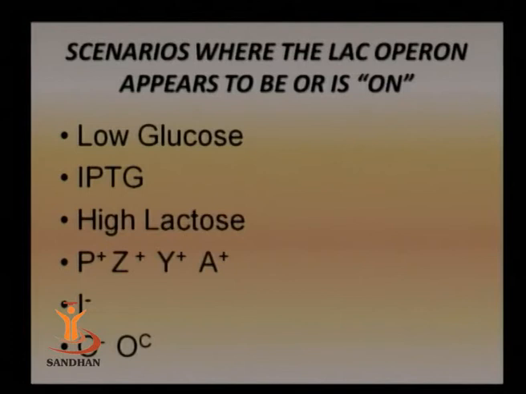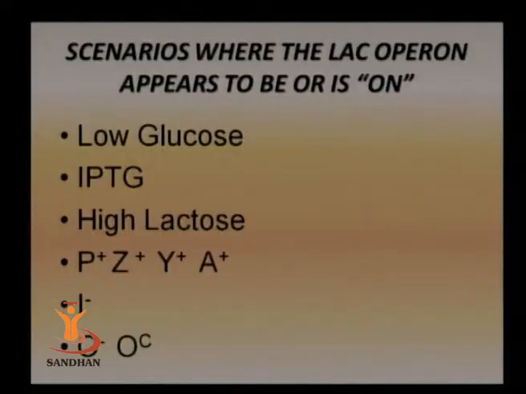In the same way, there are a few conditions in which the Lac Operon always remains on. These are conditions like low glucose. If low glucose is there, then adenylate cyclase will be free. If adenylate cyclase is free, then cyclic AMP will be formed, and all the remaining steps will proceed smoothly in this case. The second thing is IPTG.